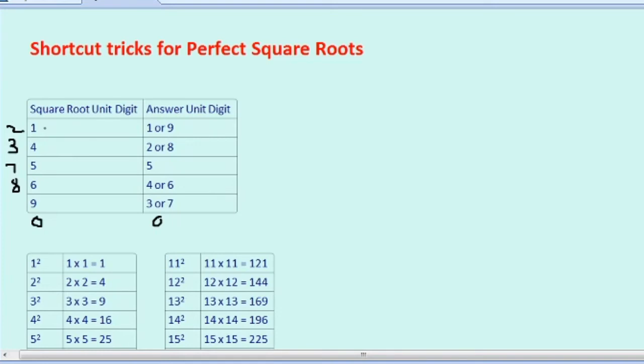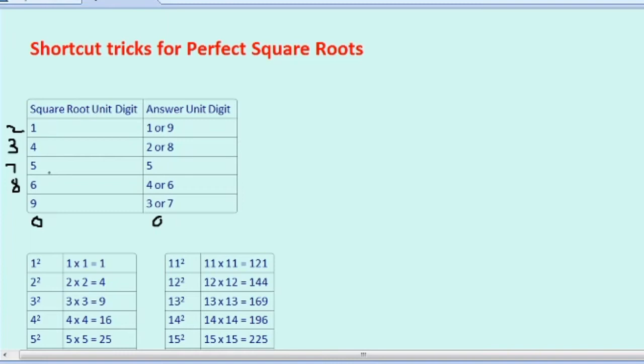Okay, so if it is 1, 4, 5, 6, 9, then also it can be a non-perfect square, but most of the time it will be a perfect square. Okay, so let's start. Let's see how we can do this with our shortcut tricks.